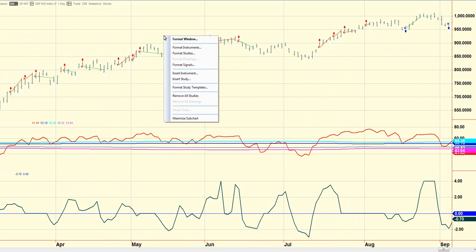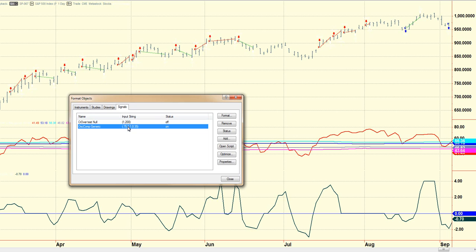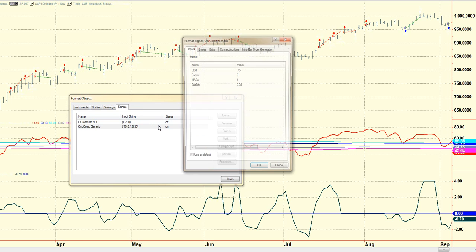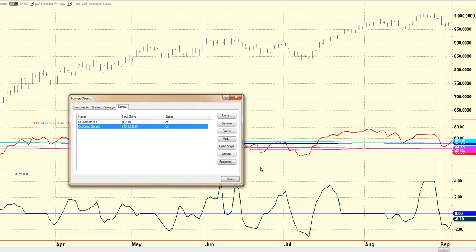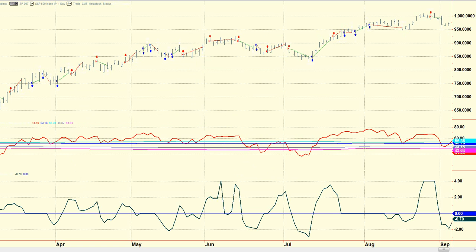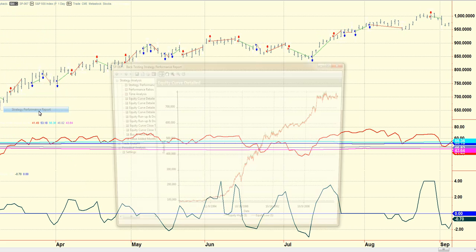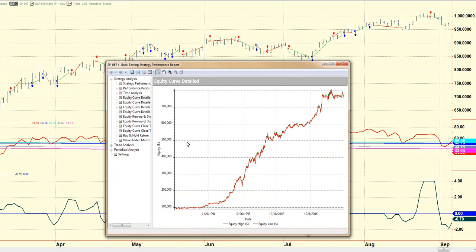Now what I'm going to do is I'm going to switch this moving average screen off, and I'm going to change the oscillator to the new oscillator and leave everything else the same, and we'll look at the performance. And the profits here now go from 350,000 to 650,000, which is a radical improvement.